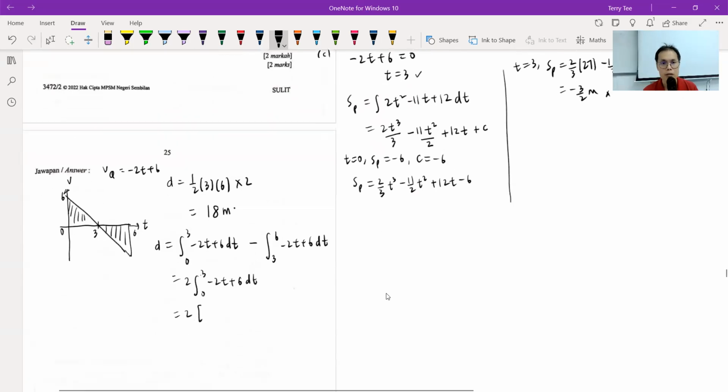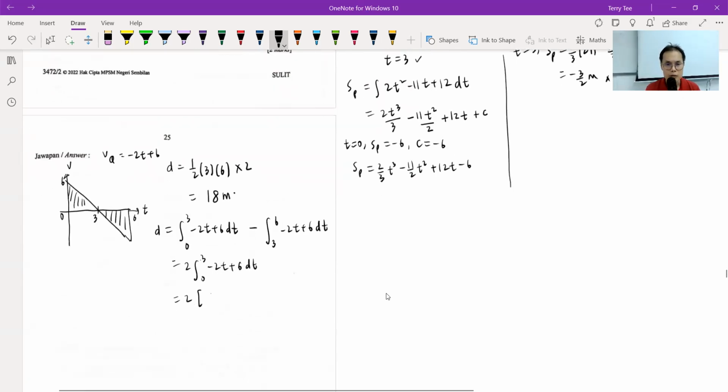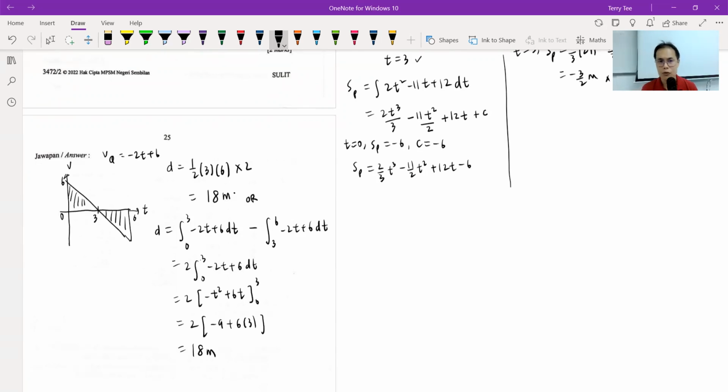Okay, let me move out a bit. This will be -t squared divided by 2, cancel the 2 and 2. This is 6t, from 0 to 3. Let's sub inside. Minus 9 plus 6 times 3. So 18 minus 9 is 9. 9 times 2, still 18. So you can just use one of these two methods. But for me, using a graph is a lot easier because a straight line graph is easy to find the area under the graph. I don't need to use integration. Just use area of triangle.